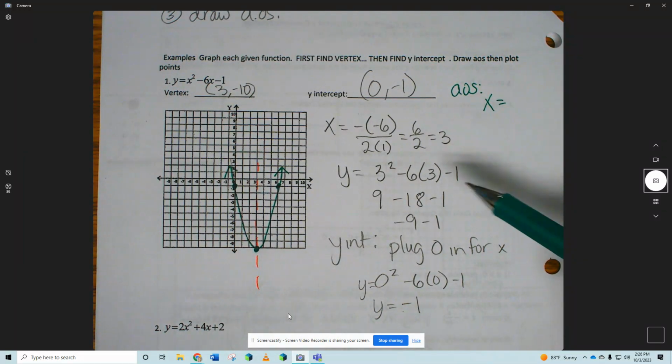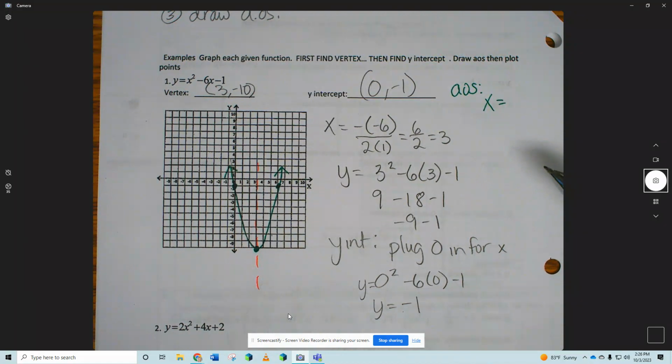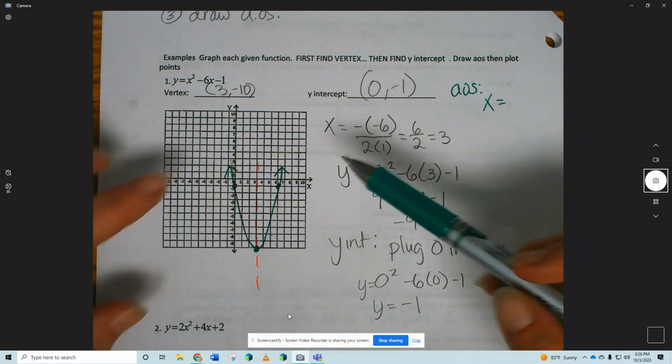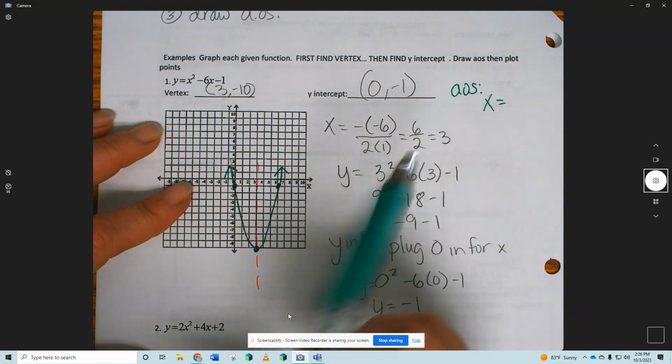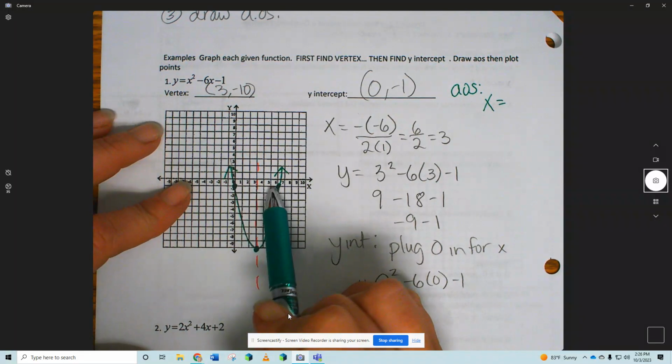So today when you graph on your homework, you have a couple of graphs. I need you to plot the vertex, plot the y-intercept, and then you're just going to count. Oh, it's 3 that direction. So I'll go 3 the other direction.